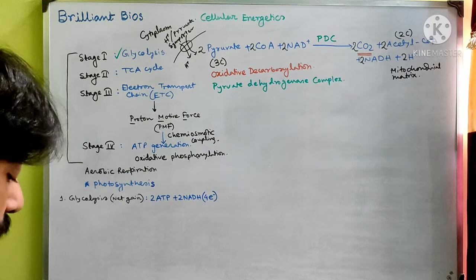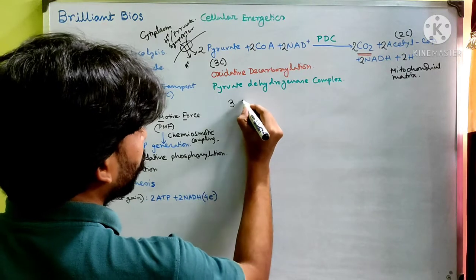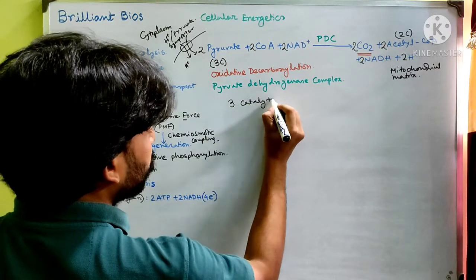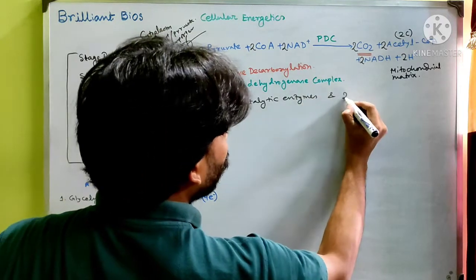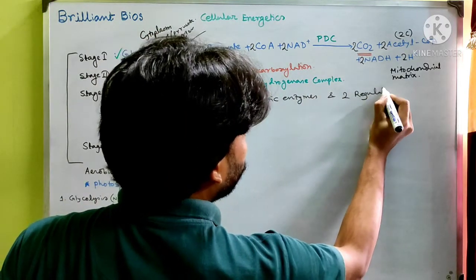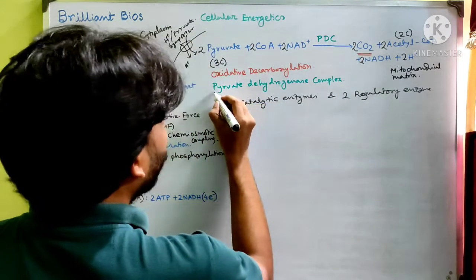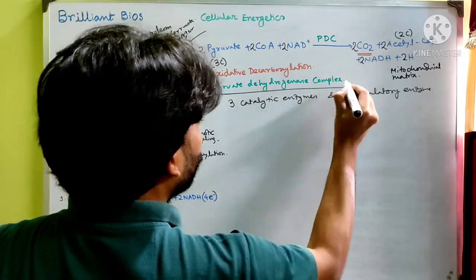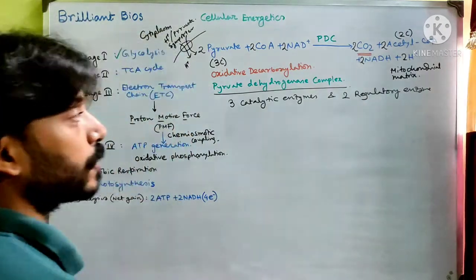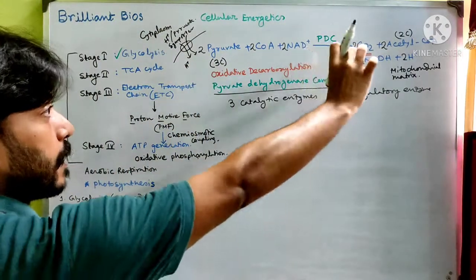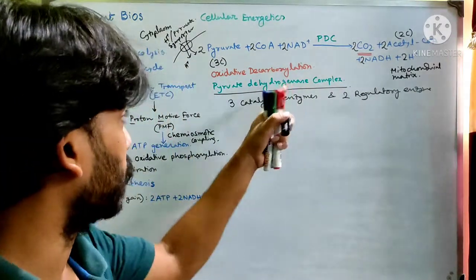Now the basic fact about this complex is that it has 3 catalytic enzymes and 2 regulatory enzymes. This pyruvate dehydrogenase complex is a multi-subunit protein, but these 3 catalytic enzymes and the 2 regulatory enzymes play an essential role in this reaction, but there are many subunits present that support the structure of this complex.